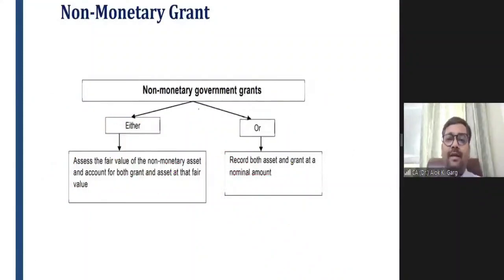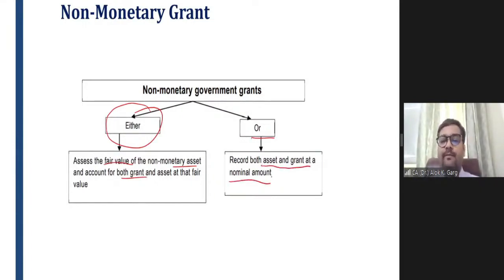So non-monetary government grants are recognized either at fair value of the asset and the grant, or the asset and grant are recognized at a nominal amount. Clear? Great. Yes, Shraddha, you are right. Why should there not be any income in P&L? Because nothing has been paid, right, sir? Yes, Shraddha, you are right.